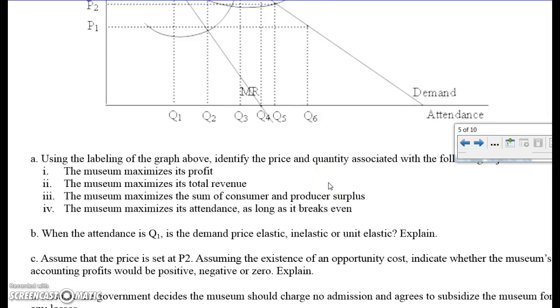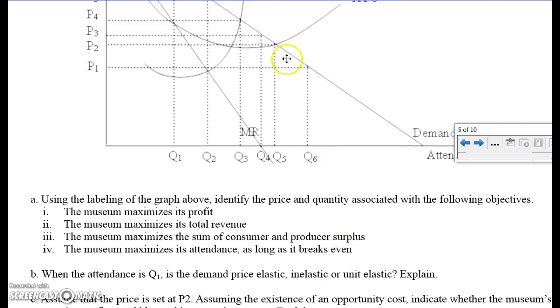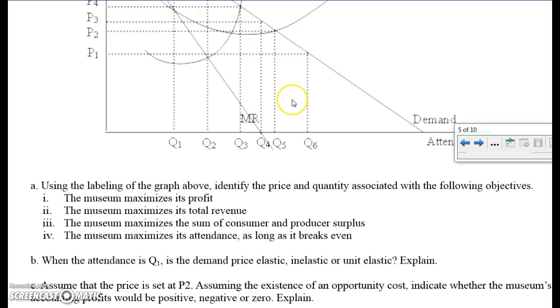Assume the price is set at P2. Assuming the existence of an opportunity cost, indicate whether the museum's accounting profits would be positive, negative, or 0. At P2, they break even, so the accounting profits would be positive.